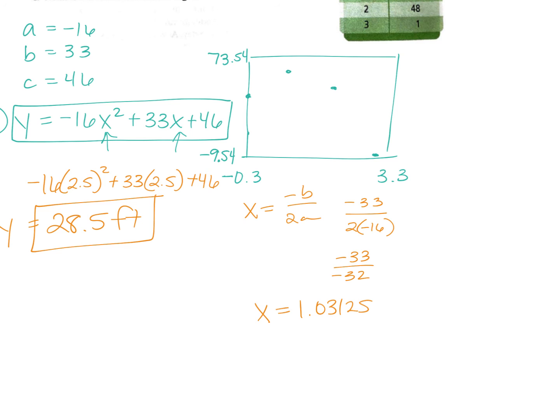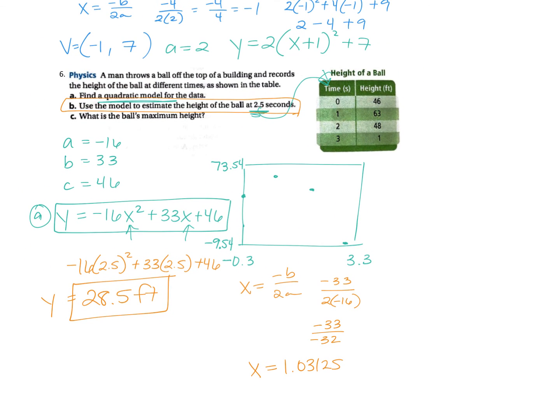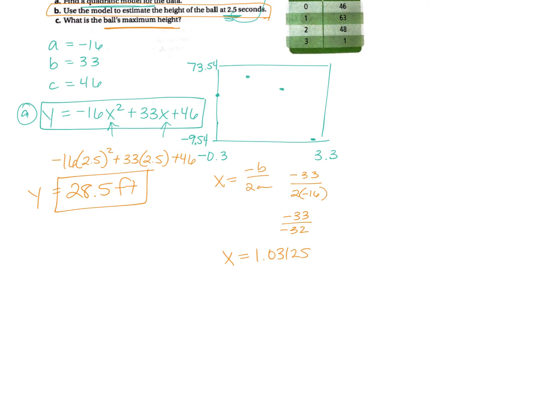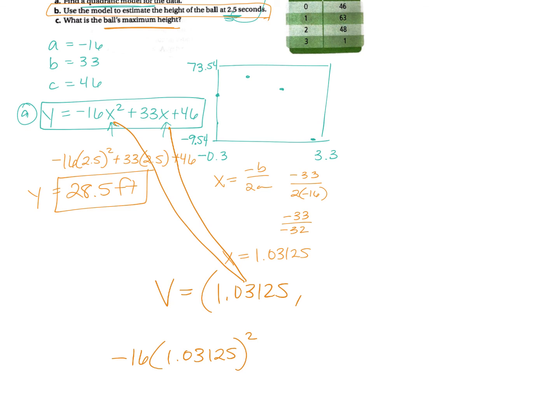1.03125. So you may treat it as a fraction or as the decimal. This is an exact decimal. So when it asks you for the maximum height, that's looking for the y value of your vertex. So this is the x of your vertex. And we would just plug that in to find the y of our vertex. So plug it in here and plug it in here. So negative 16 times 1.03125 squared plus 33 times 1.03125 plus 46.